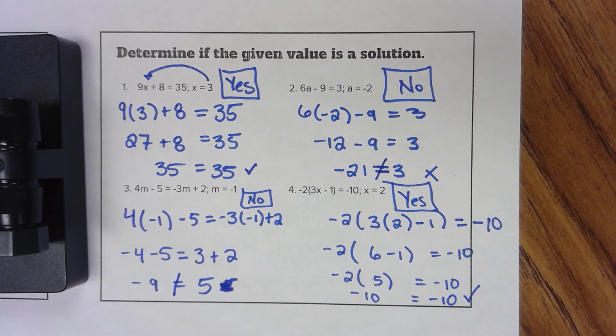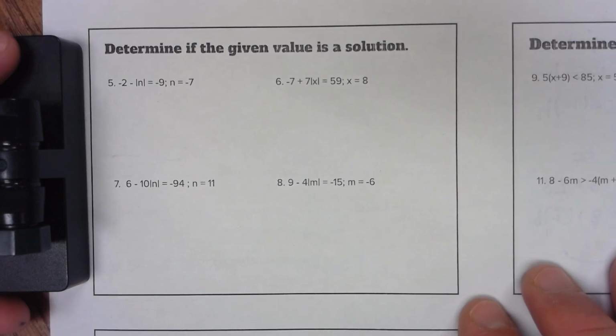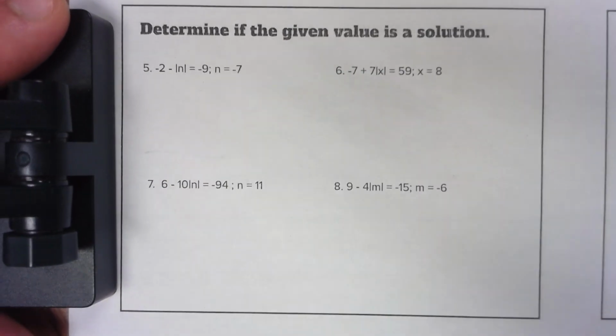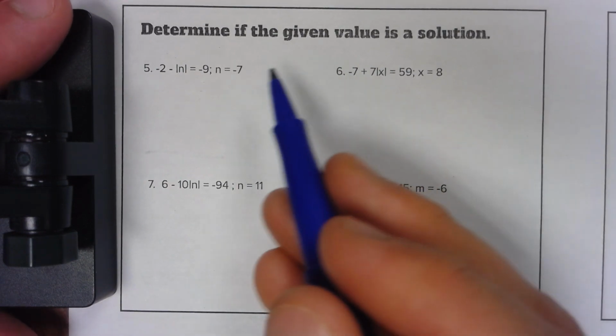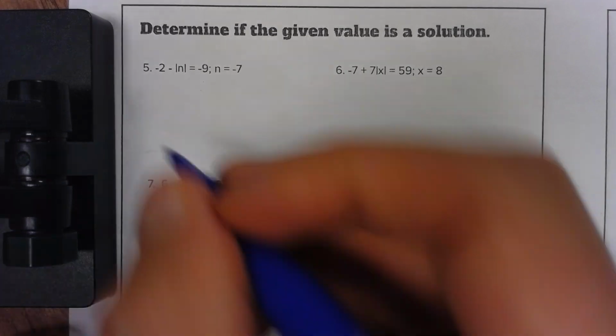All right, let's flip this over. The last 2 slides are just different types of equations or inequalities. So the next one we're going to work through includes absolute value. And just like before, I'll do one for you, and then I'll have y'all do the next one. So we're checking, is this equation true for when n equals negative 7.